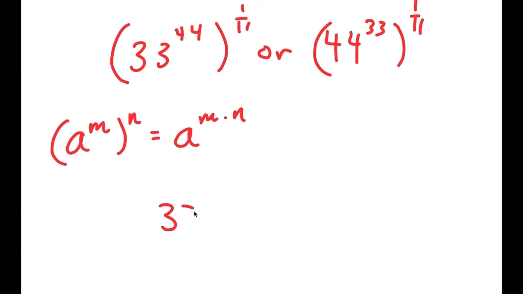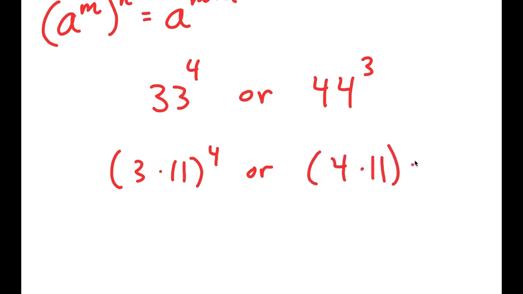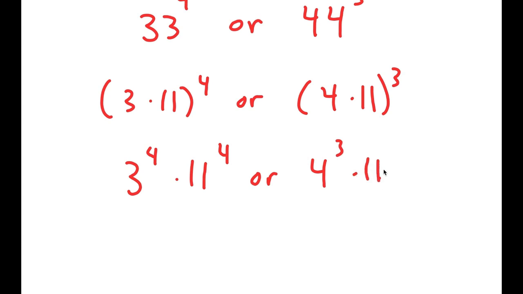So this turns into 33 to the power of 44 over 11, which is equal to 33 to the power of 4. And I also have 44 to the power of 33 over 11, which is equal to 44 to the power of 3. Now, I'm going to rewrite 33 to the power of 4 as 3 times 11 to the power of 4, and 44 to the power of 3 as 4 times 11 to the power of 3. So now I get 3 to the power of 4 times 11 to the power of 4, or 4 to the power of 3 times 11 to the power of 3.